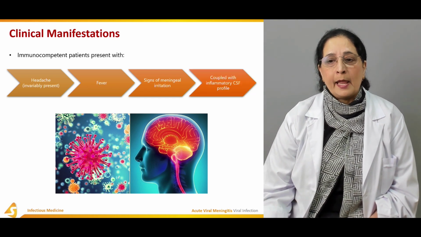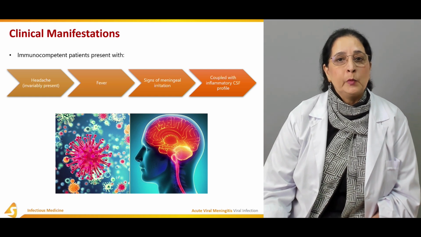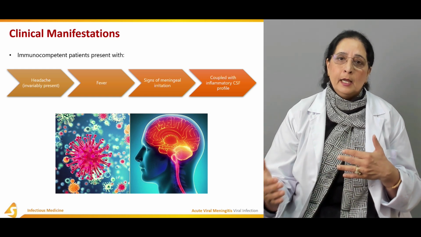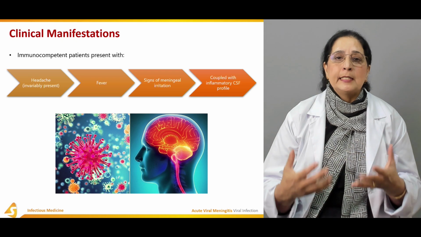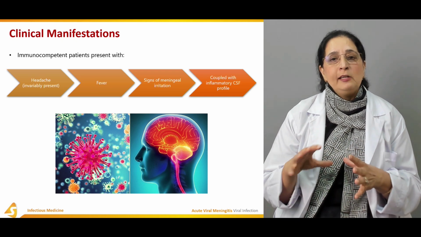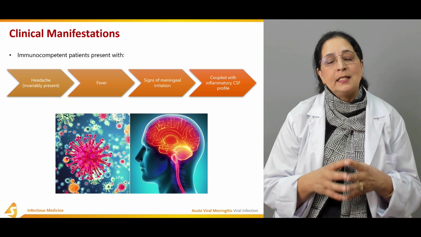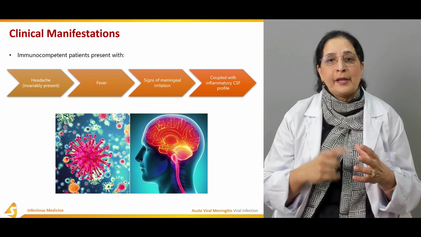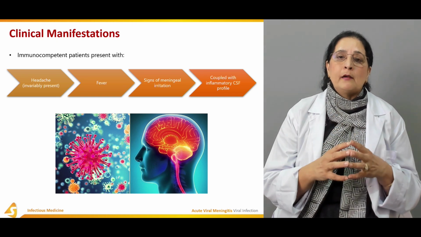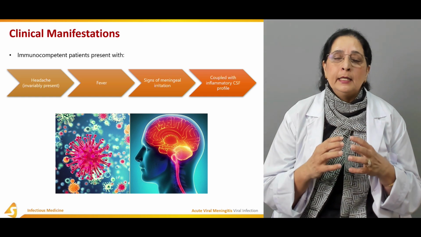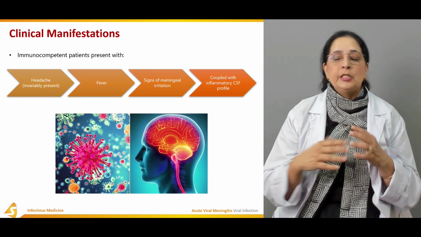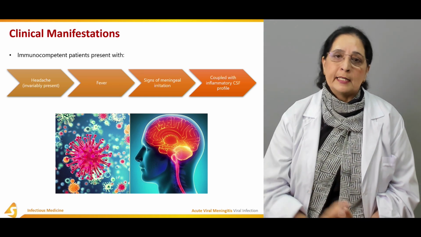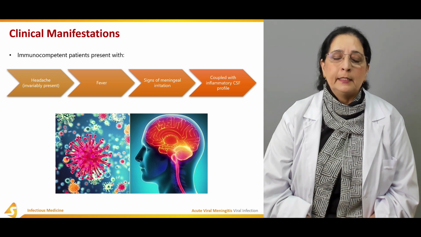Coupled with an inflammatory cerebrospinal fluid profile. So later on, when we go over the different causes, presentations and examination, we will talk about the different findings in the cerebrospinal fluid. Cerebrospinal fluid flows around the brain and spinal cord in the subarachnoid space. So any inflammation of the meninges is associated with changes in the cerebrospinal fluid. That's very significant and helpful in the diagnosis.